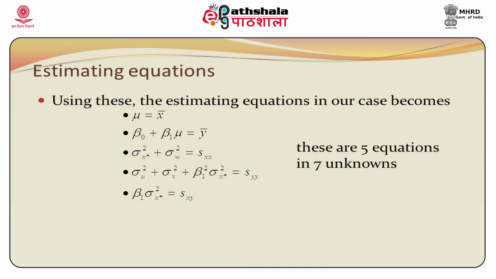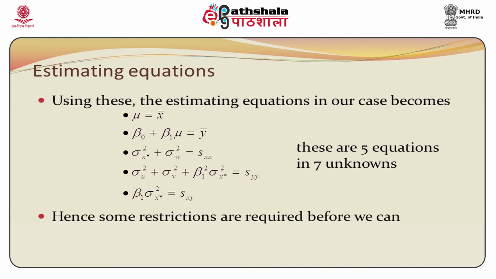So, what we have here is 5 equations. But if you look at the number of parameters, you have mu, beta naught, beta 1, sigma x star square, sigma w square, sigma u square and sigma v square. So, we have 7 parameters or 7 unknowns. But then we cannot solve the seven unknowns from these five equations. Of course, we will need to put some restrictions so that we can get a solution, and the restrictions must be 2 so that we can get unique solutions.